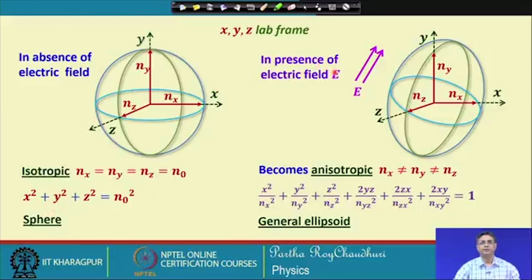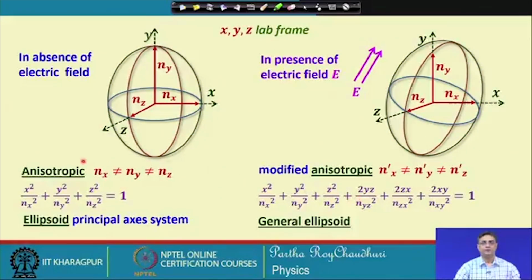But in presence of an electric field E, the same medium may become anisotropic. There may be a distortion in the index ellipsoid as shown here, and consequently, there may be a change in all the n_x, n_y and n_z values representing the refractive indices along x, y and z direction, as is obvious from this picture. In that case, the index ellipsoid will be represented by this equation, which is the general ellipsoid equation.